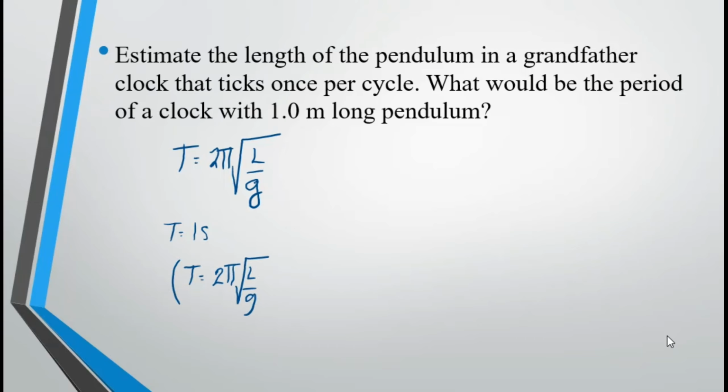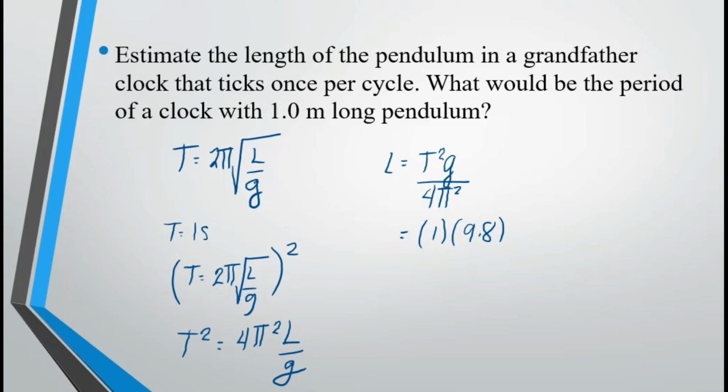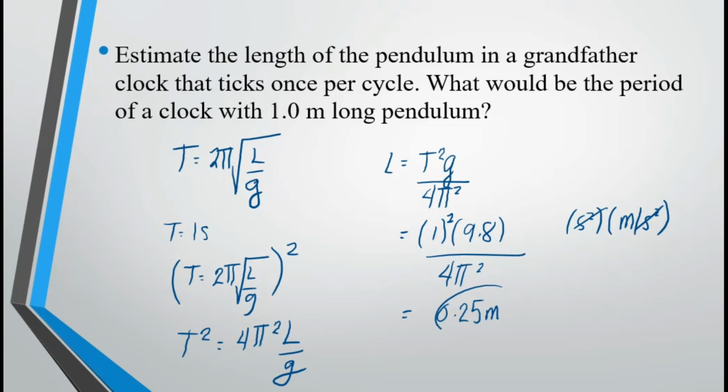So the given period is only 1. Then g equals 9.8 meters per second squared, divided by 4 pi squared. Okay, our answer is 0.25 meter. Just to show you the cancellation of units, for period we have second squared, and for acceleration due to gravity we have meter per second squared. We cancel out second squared, so our unit is in meter.